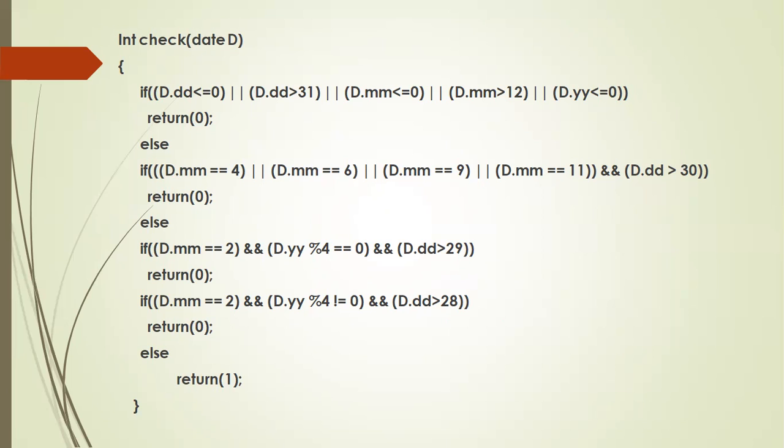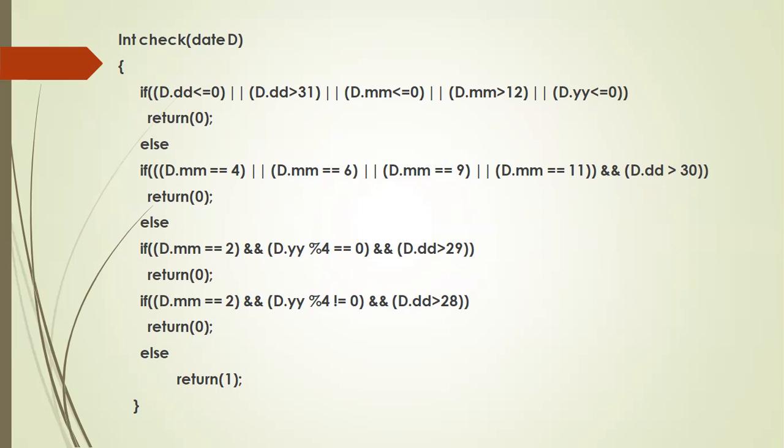First, if d.dd is less than or equal to 0 or d.dd is greater than 31, if any one condition is true, it's invalid. Similarly, for the month part, if it is less than or equal to 0 or greater than 12, then also it is invalid. Or the year value, if it is less than or equal to 0, then also it is invalid. So if any one of these conditions is true, return 0. What is the meaning of return 0? Return 0 means invalid.